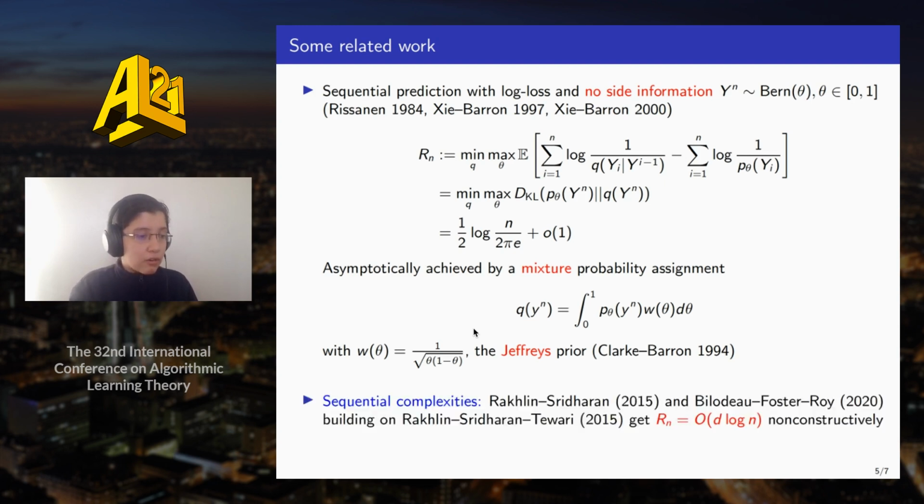So another line of very closely related work is that studying online learning problems through the lens of sequential complexities, which are the sequential analogs of concepts such as uniform convergence and Rademacher complexity. So these ideas apply to the current problem, and provide an upper bound of order d log n on R_n non-constructively, which means that these bounds are proven without actually constructing any probability assignment. So they proceed via using min-max duality and analyzing the dual.